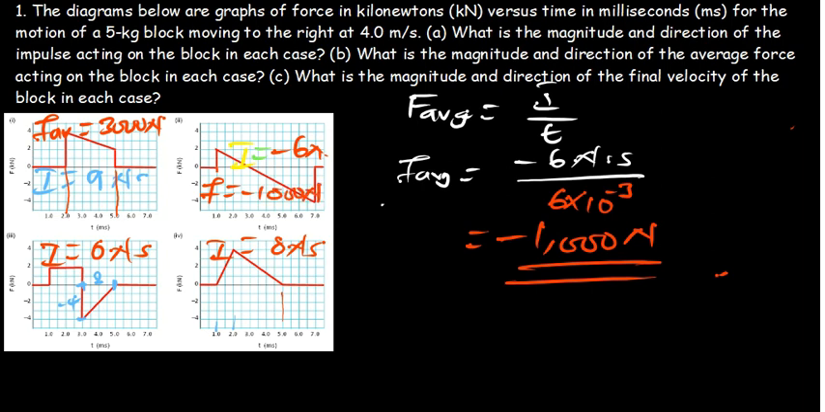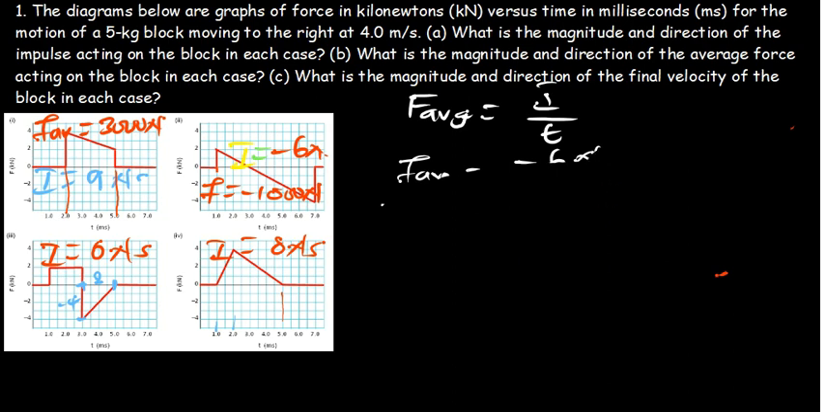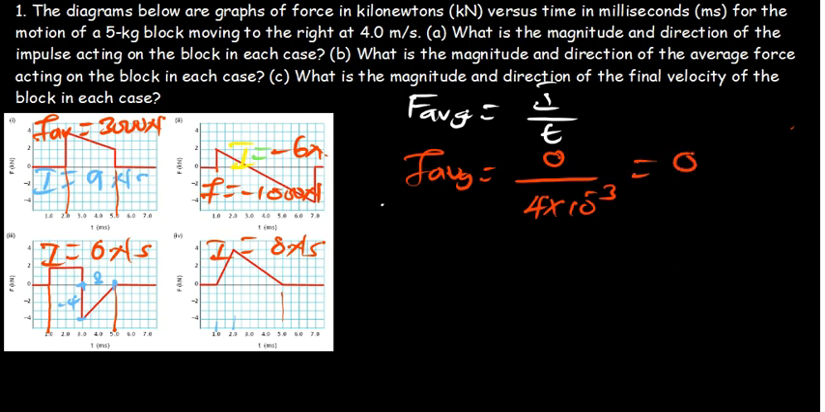Let's go to the third one. Using the same formula, I can see that the impulse was 0. The impulse was 0. What of the time? We can see that it started from this point all the way to this point, which is 5 minus 1, which is going to be 4. So it's going to be 4 times 10 to the power negative 3, which is going to give us 0 Newtons. So the force here is going to be 0 Newton.